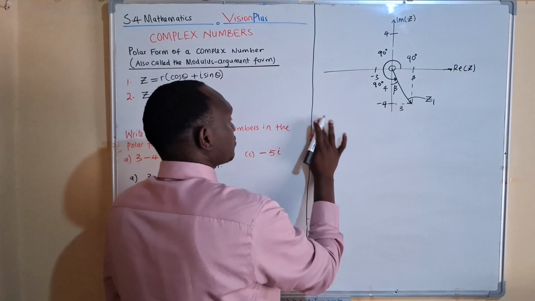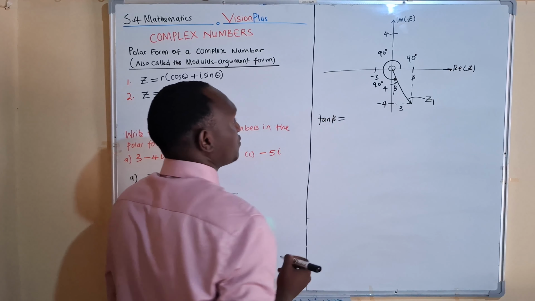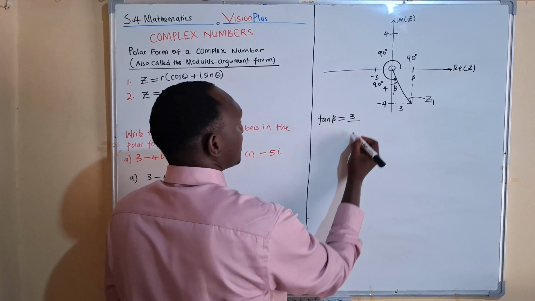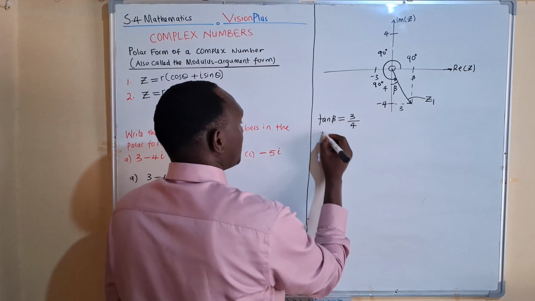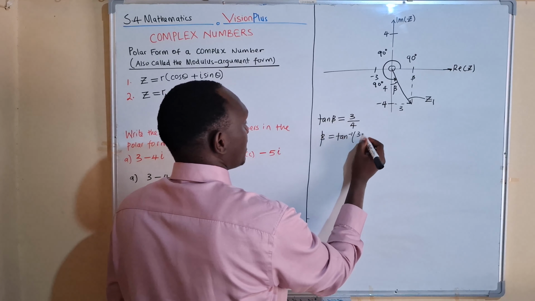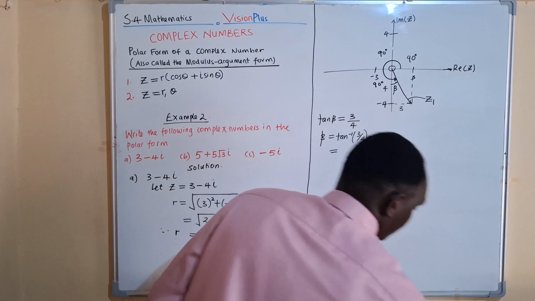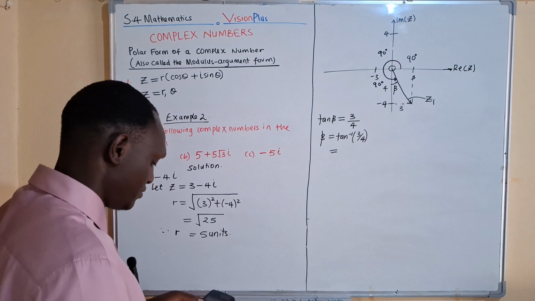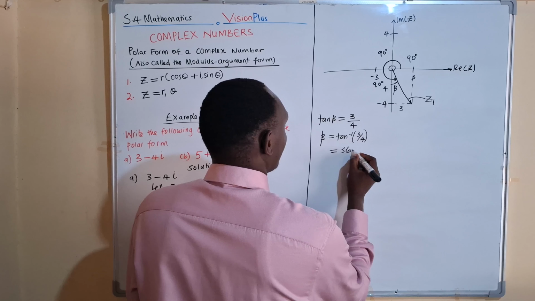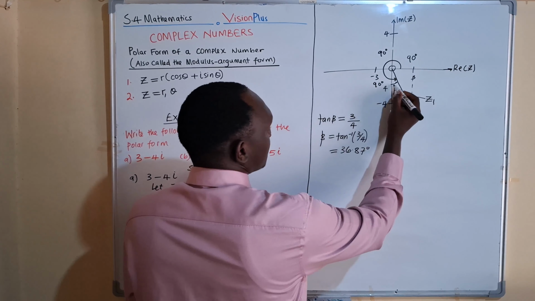So I will just say tan of angle beta is going to be the same as opposite to the angle which is 3 out of adjacent to the angle which is 4. So the angle beta now becomes the tan inverse of 3 out of 4, which is around 36.87 degrees. That is just beta, which is the small angle.